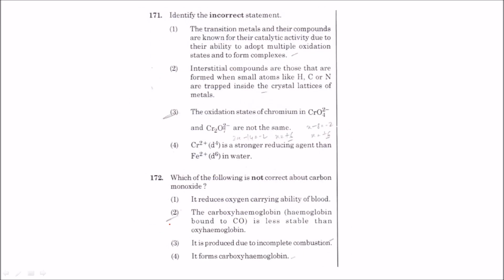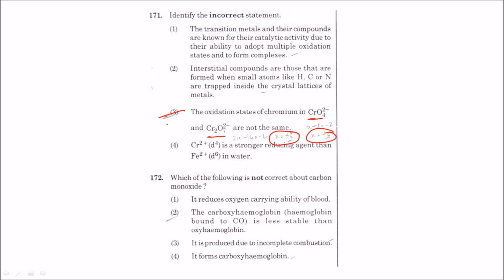Question number 171. Identify the incorrect statement. The incorrect statement among these is option 3: the oxidation states of chromium in CrO4 2- and Cr2O7 2- are not the same. But if we check, in both you get the oxidation number of chromium as +6 only, right? So the incorrect statement is option 3.